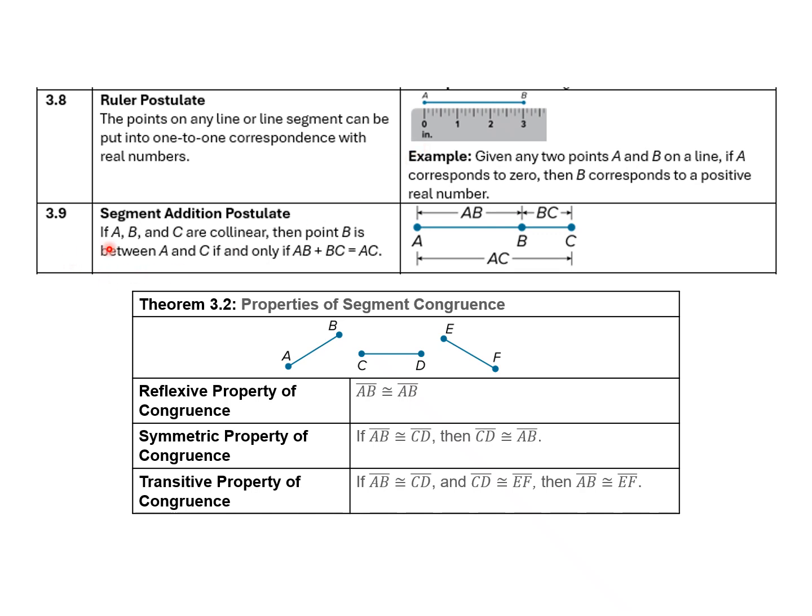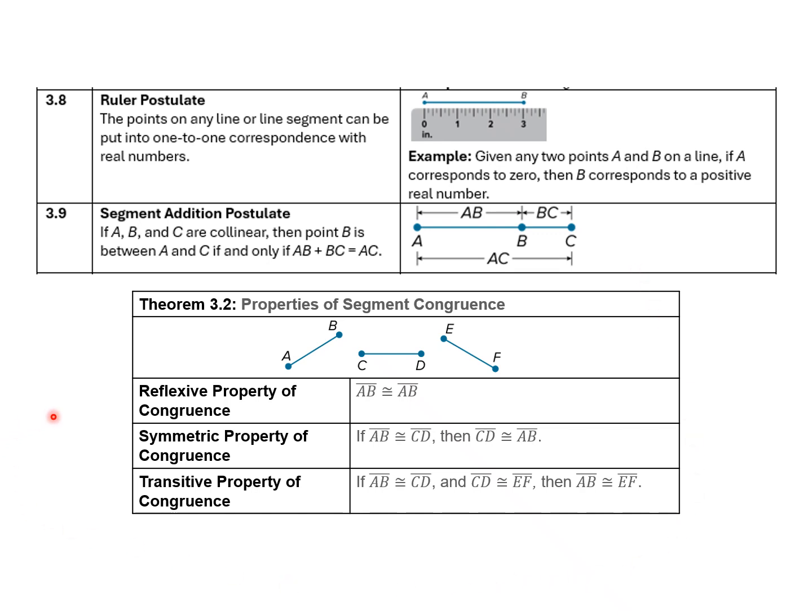The segment addition postulate. If points A, B, and C are collinear, then point B is between points A and C if and only if the length of AB plus the length of BC is equal to the length of AC, as can be seen in this diagram.